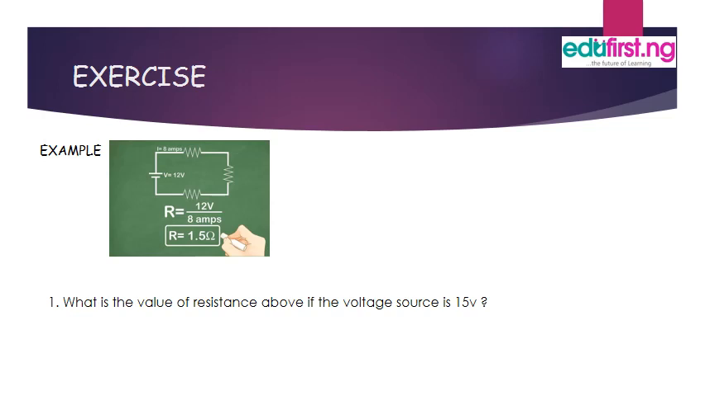Now, given the example above, the DC circuit there has the voltage source of 12 volts and the current 8 amperes. You are expected to calculate the resistance of that circuit. It's simply putting the V over I. The V in this case is 12, the I is 8. By the time you do the calculation, it goes down to 1.5 ohms, which is the resistance of that circuit.